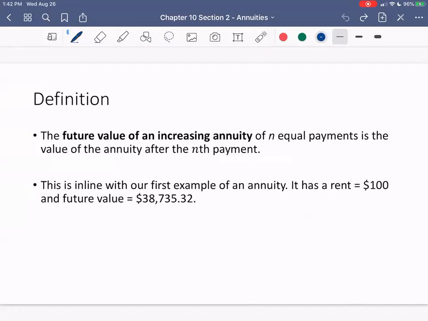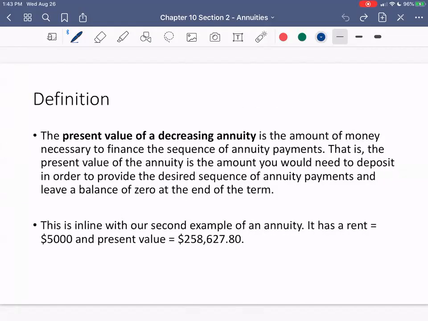I'm going to go into a little more detail. The future value of an increasing annuity of n equal payments, in the example 216 equal payments, is the value of the annuity after the 216th payment. If you look back at our example, the rent was $100, because you're paying $100 into it every month, and the future value is $38,735.32. It gives you the value of the annuity, $38,735.32, after the 216th payment is made. Anywhere in between, this is not the value.